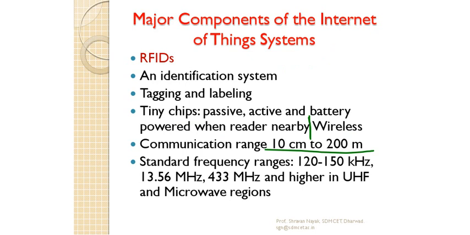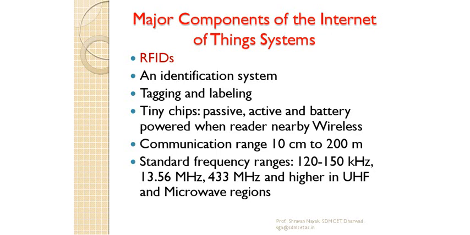And for these RFID devices, the standard frequency ranges are 120 to 150 kilohertz, 13.56 megahertz, 433 megahertz, and higher in UHF, ultra high frequency, and microwave regions. These are the standard frequency ranges which, for the time being, we need not worry much about.